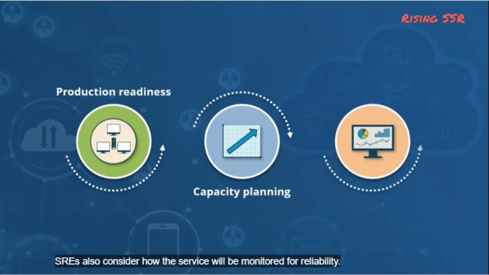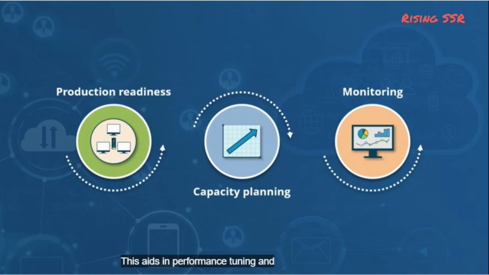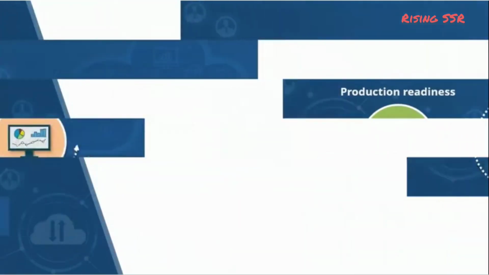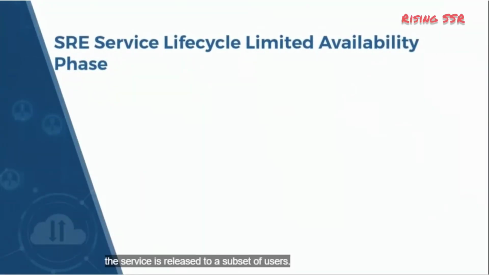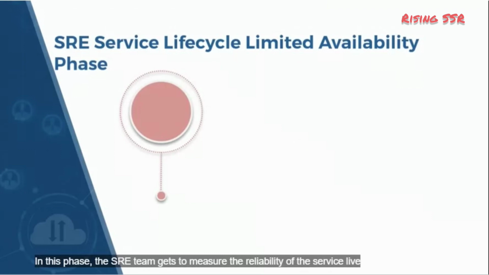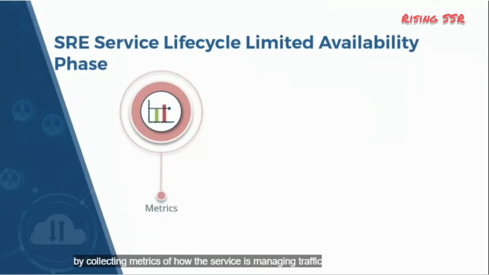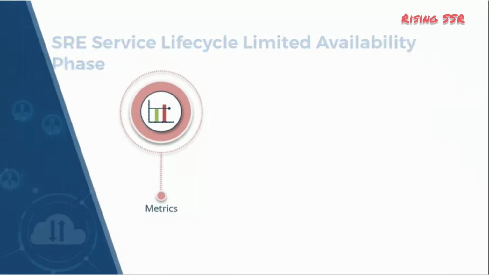SREs also consider how the service will be monitored for reliability. This aids in performance tuning and includes alerting when reliability criteria are not being met. In the limited availability phase, the service is released to a subset of users. In this phase, the SRE team gets to measure the reliability of the service live by collecting metrics of how the service is managing traffic and its uptime.